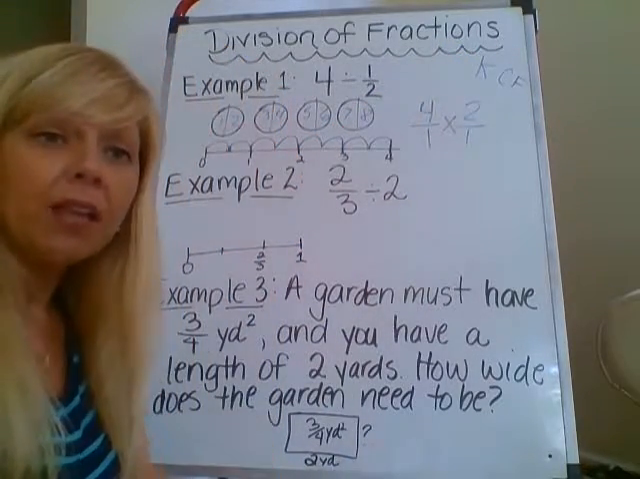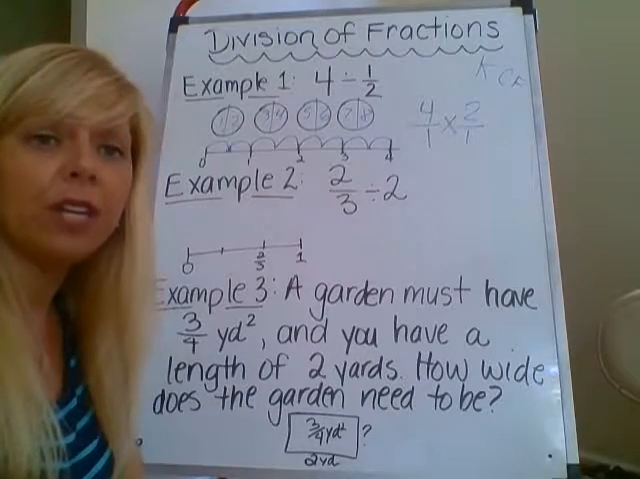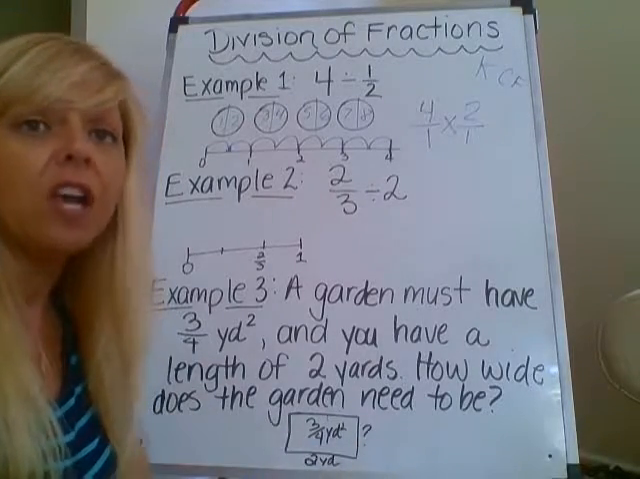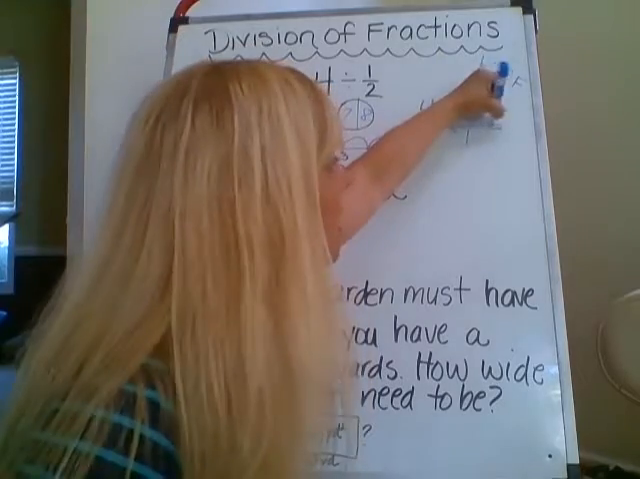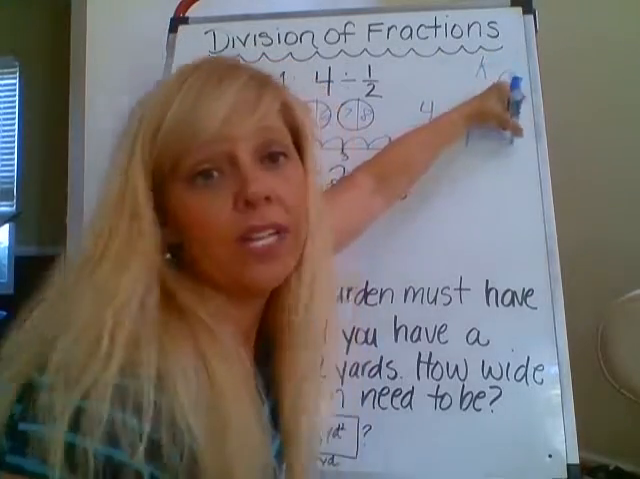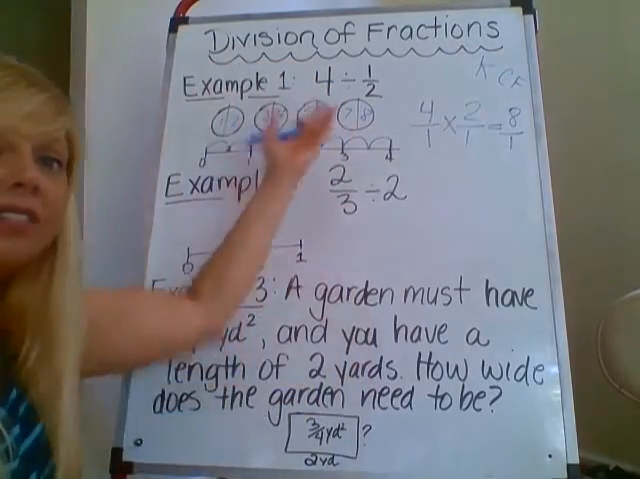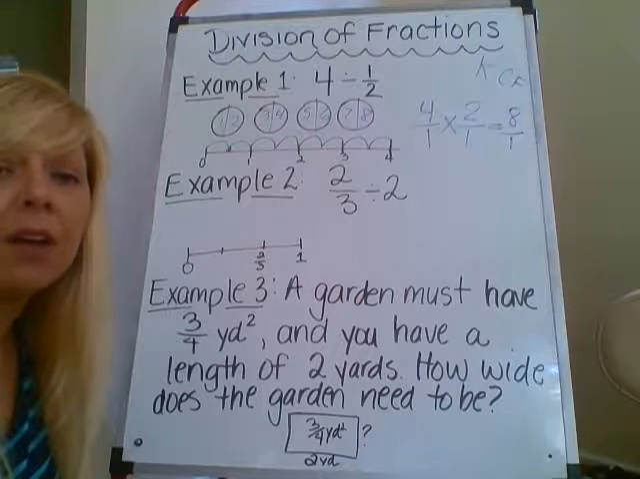So then we multiply like normal, and multiplying we found was very easy. We just multiplied straight across. So 4 times 2 is 8, and 1 times 1 is 1. So therefore, I got the same answer as I did in both of my models up above.